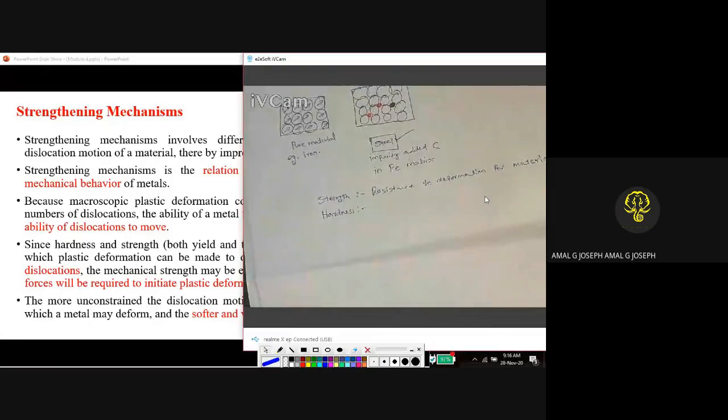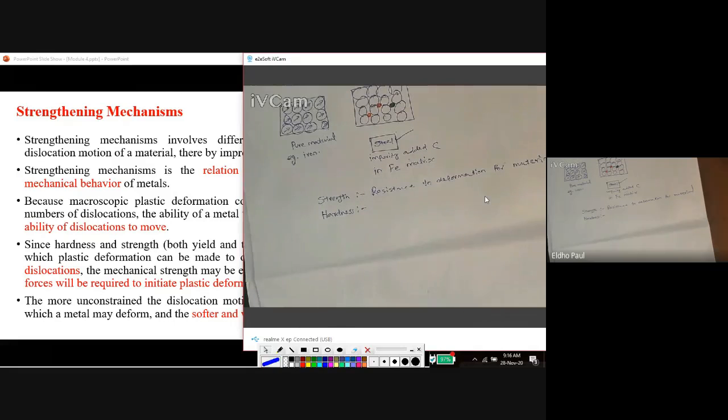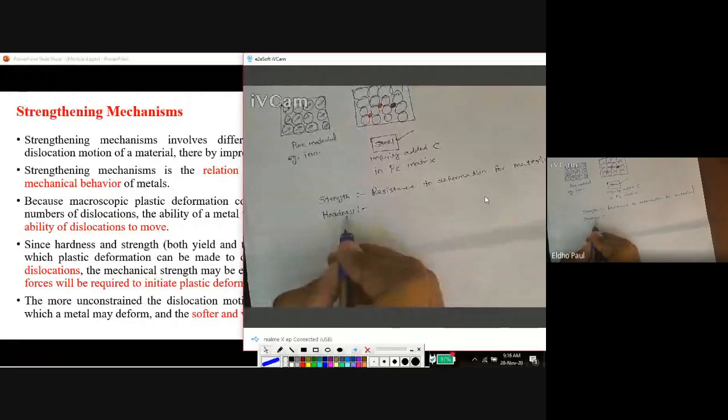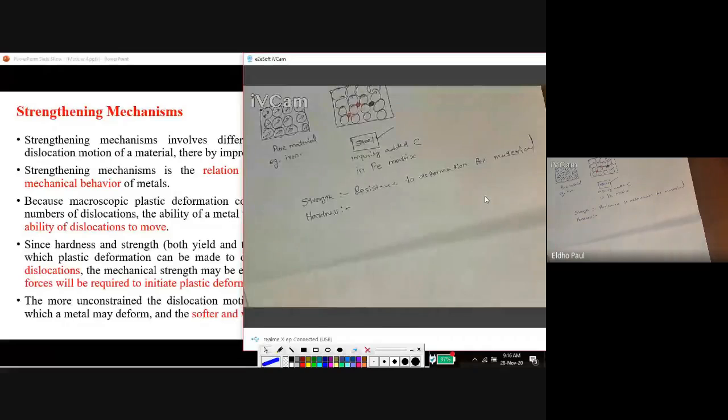Localized deformation. Yes, the resistance offered by a material against the localized deformation, localized, not simple deformation, localized plastic deformation. Okay, plastic or permanent deformation. The resistance offered by a material against localized permanent deformation is called hardness, and strength is the resistance to plastic or permanent deformation for the entire material. That is the strength offered by the material.